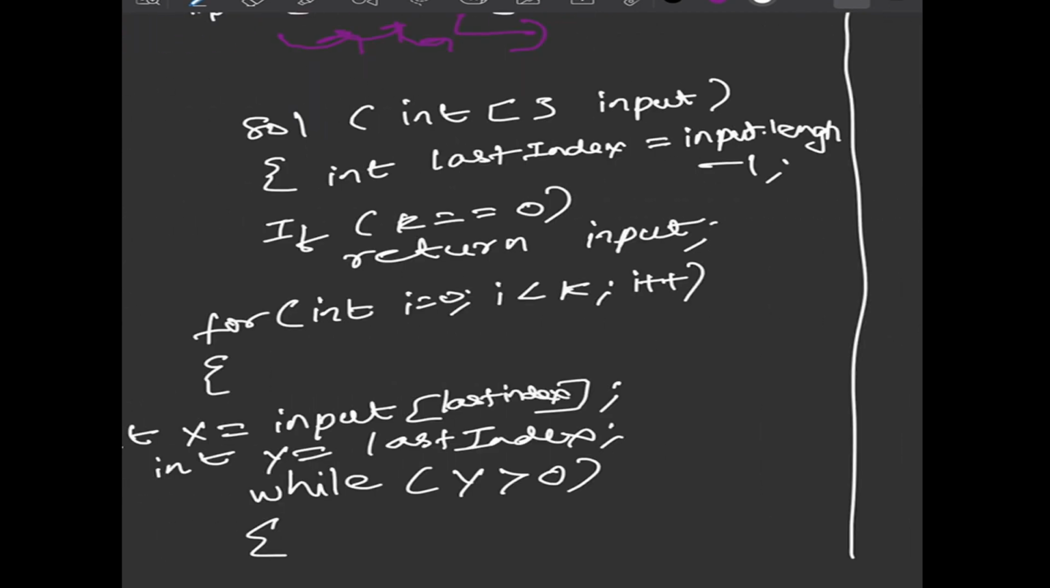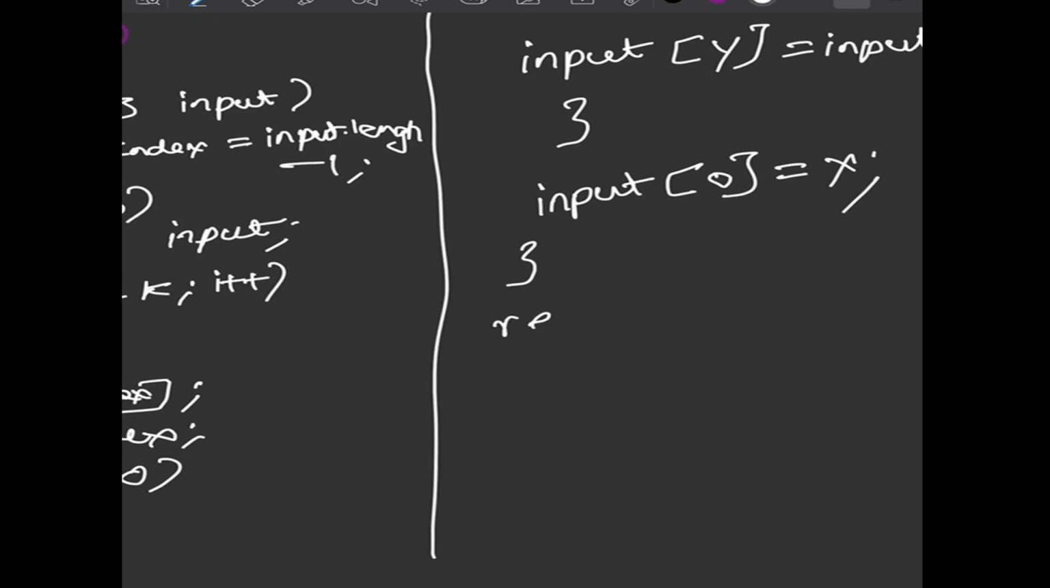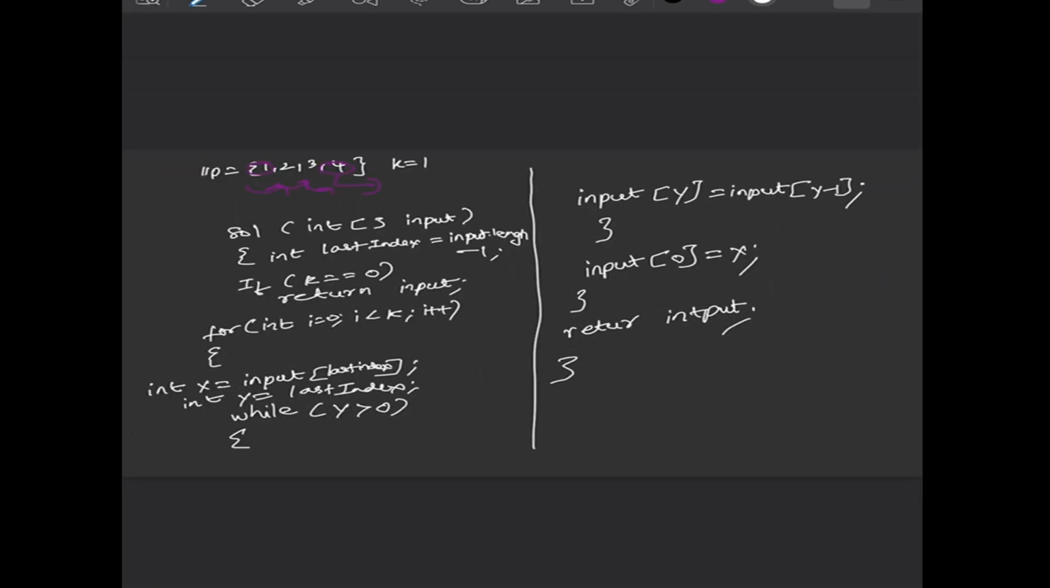This is for one rotation, and based on the value of k, the number of rotations will be performed. Finally, after performing the rotations, you can return the same input array and complete the program. This is our solution. Let us try to test this solution and see if it works as expected.